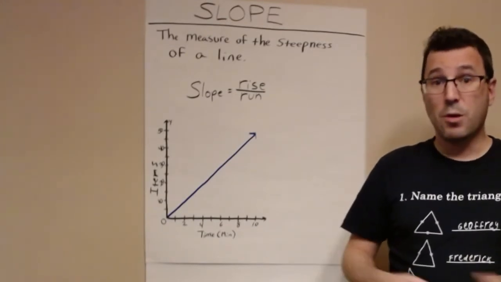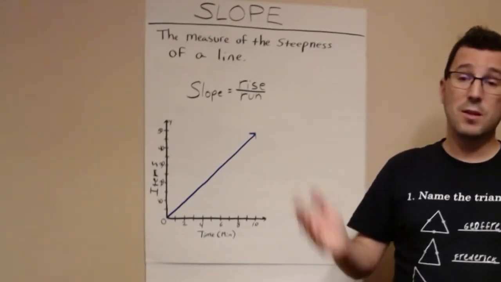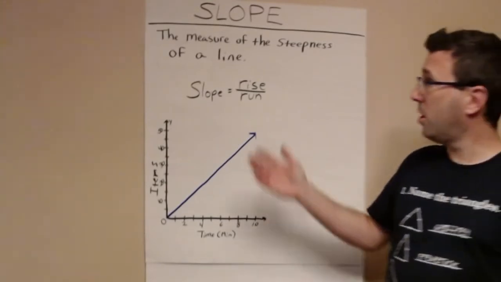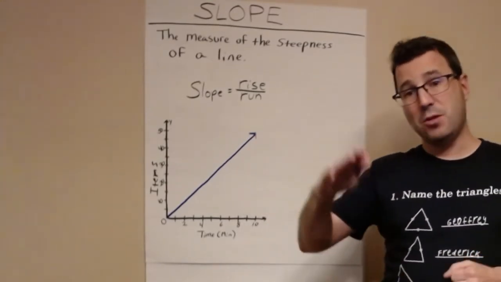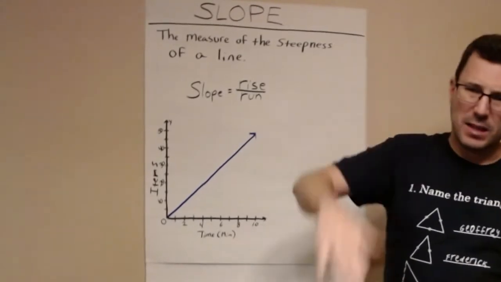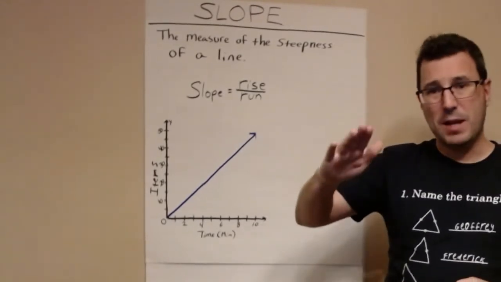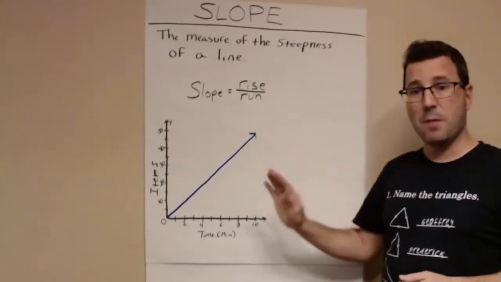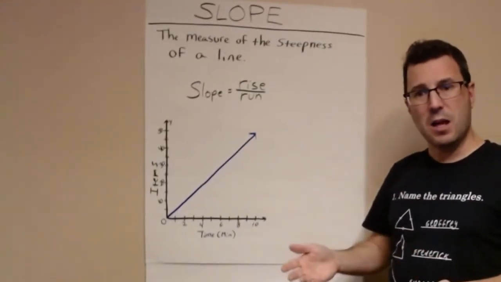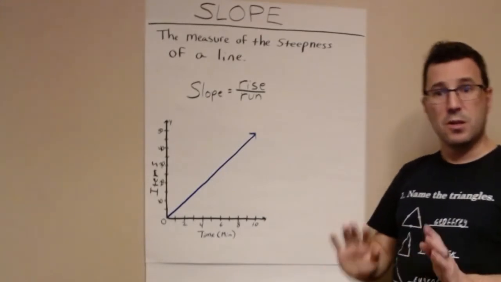So we're going to talk about slope today, and when we talk about slope, what we're talking about is the measure of the steepness of a line. How much is it angling up? How much is it angling down? Is it only a little bit? Is it a lot? And you can always think of it as like a mountain. Like, is it going to be easy to climb or is it going to be difficult? Do you have to slow yourself down?